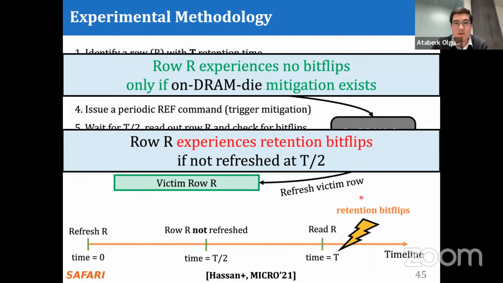So we're relying on the TRR mechanism to refresh the row. And if the row is not refreshed, we will see bit flips. And if we don't see any bit flip, that means something has refreshed the row. And that is the TRR mechanism.